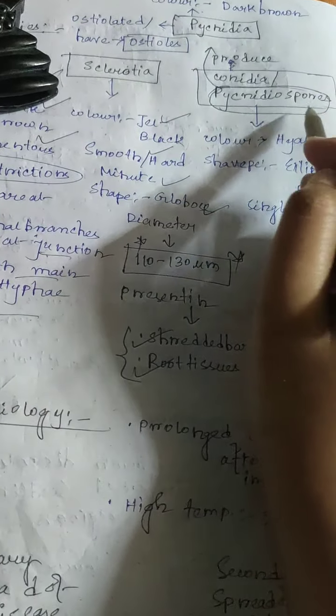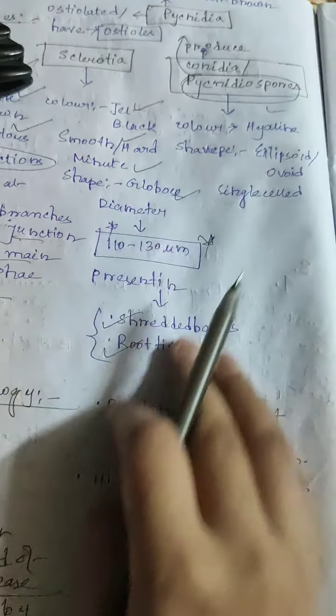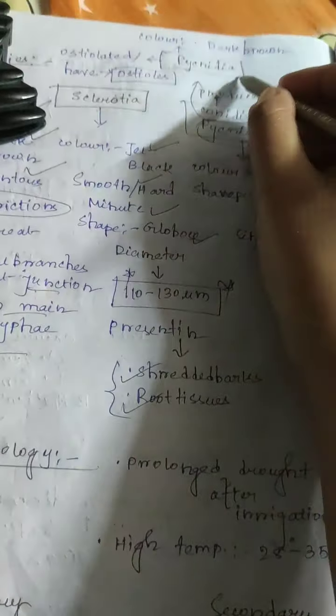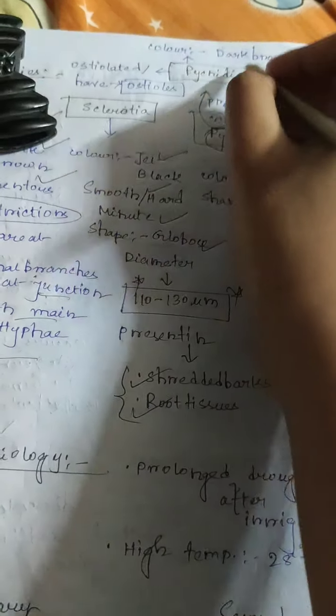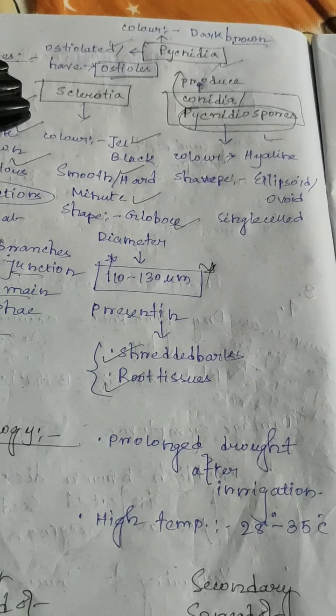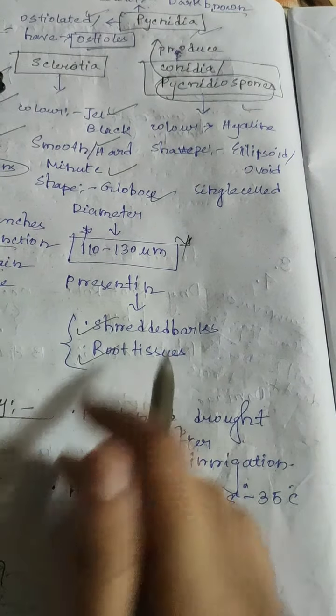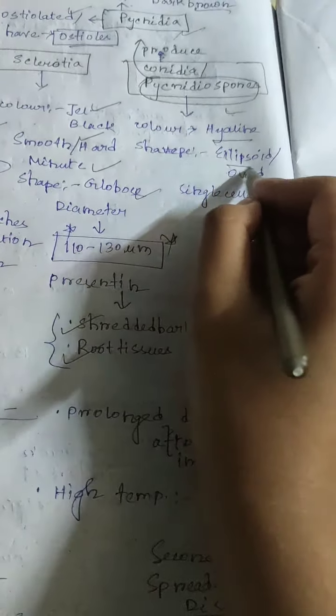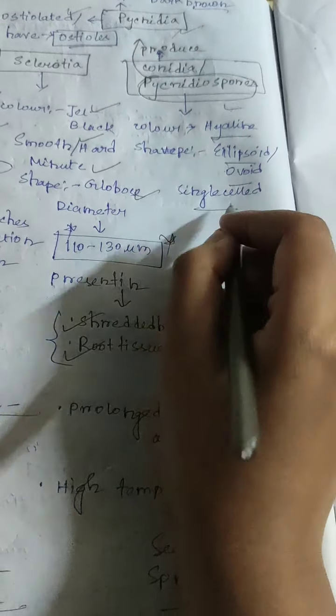The third etiology is conidia or pycnidiospores. These pycnidiospores produce pycnidia. Pycnidia is dark brown in color and have ostioles or is ostiolated. Color of pycnidiospores is hyaline. Shape is ellipsoid or ovoid, single celled.